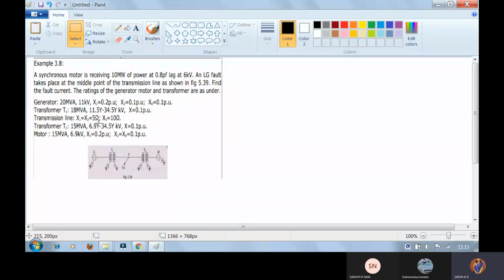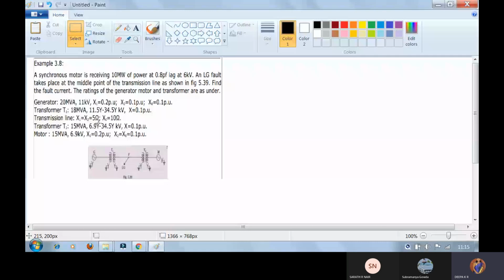And take down about the transmission line. Hope you can see where the transmission line is represented. Write down X1 is equal to X2 is equal to 5 ohm and X0 is 10. Means both are equal, positive and negative sequence reactance is 5 ohm, and zero sequence you have 10 ohm. So we have to concentrate here.